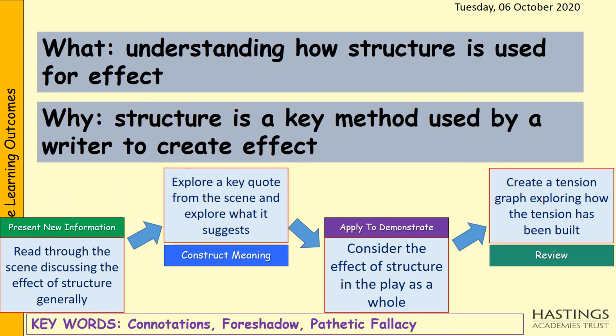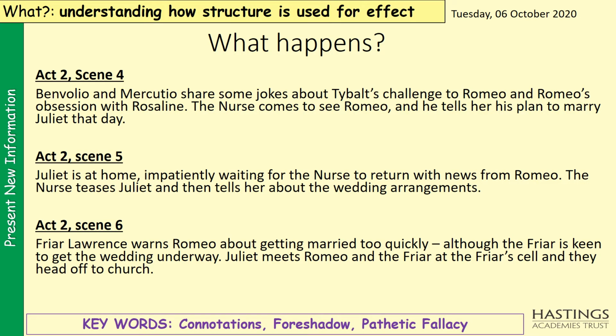Like I said, today we are looking at how structure is used for effect, specifically in the three scenes that we are going to have a look at today. The three scenes are Act 2, Scene 4, Act 2, Scene 5, and Act 2, Scene 6. This is the end of Act 2 when we finish these three scenes. So what we're going to do is read just a part of Act 2, Scene 4, then we're going to read the whole of Act 2, Scene 5, and the whole of Act 2, Scene 6.